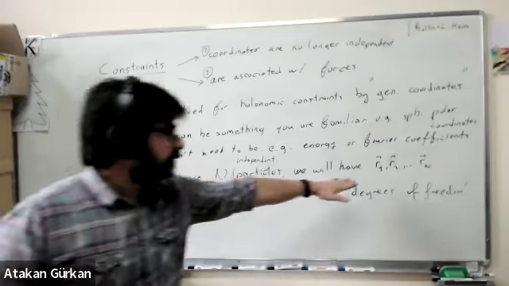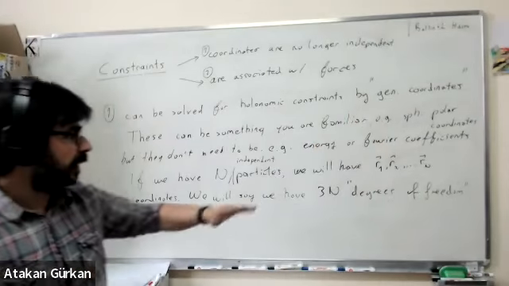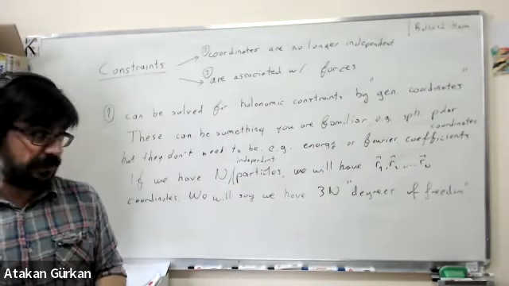Then they're going to have these n coordinates. Each of these coordinates is a 3-dimensional vector. So we're going to have 3n numbers that describe our situation. We see we have 3n degrees of freedom.